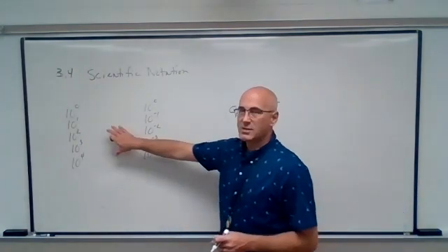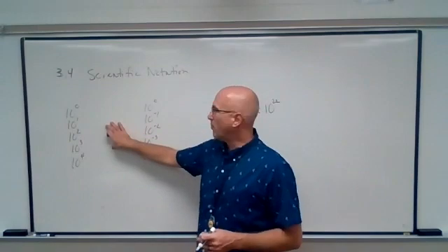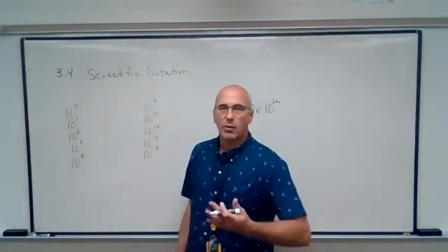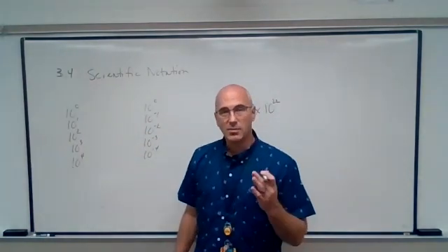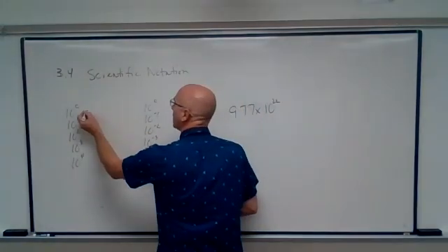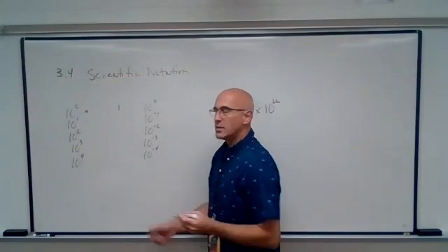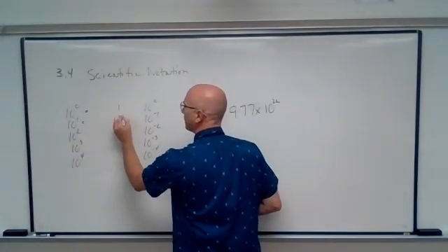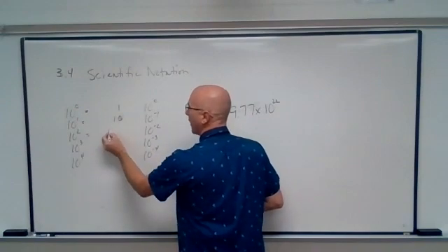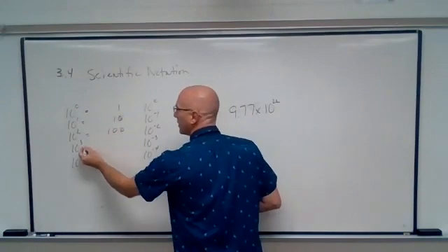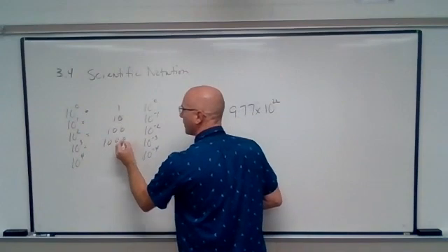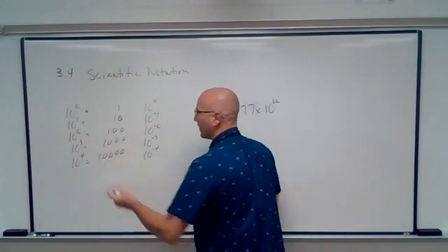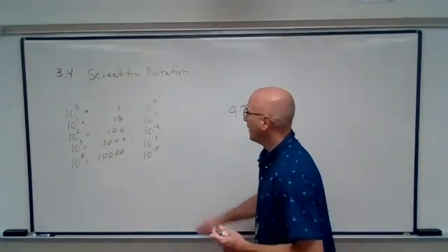So first, let's look again at our powers of 10 and review them. 10 to the 0 power, we know that anything to the 0 power is 1. 10 to the first power is 10. 10 to the second power is 100. 10 to the third power is 1,000. And 10 to the fourth power is 10,000. We can keep going on.